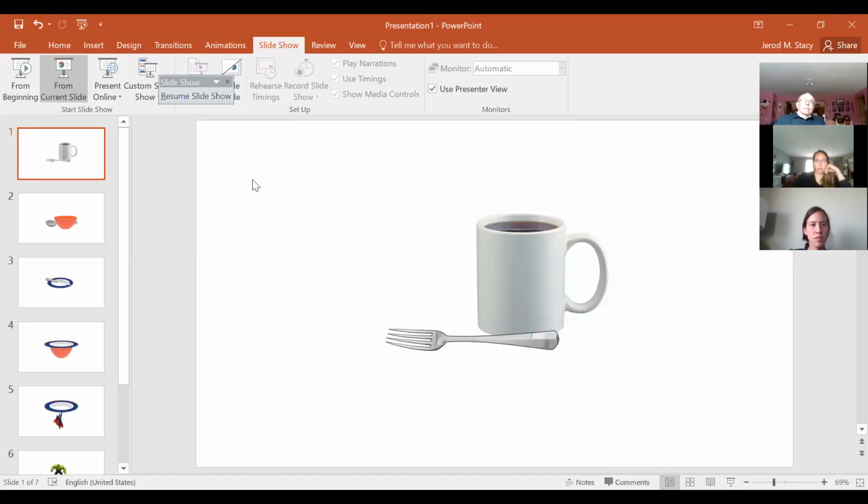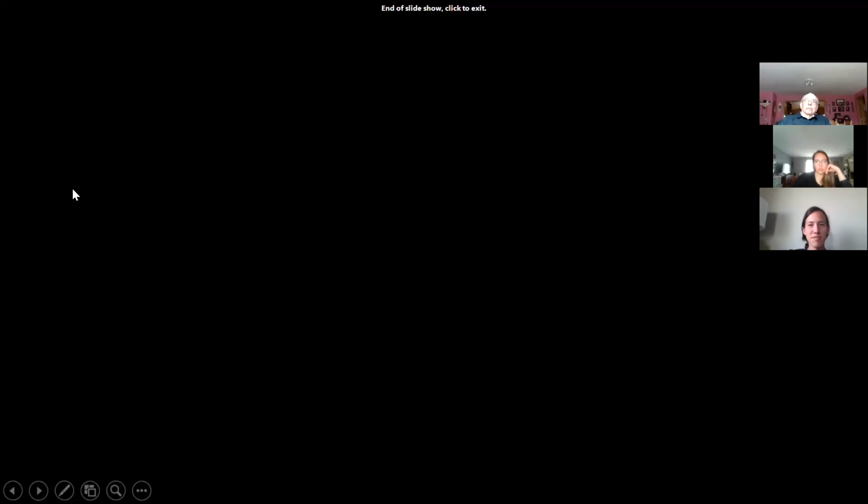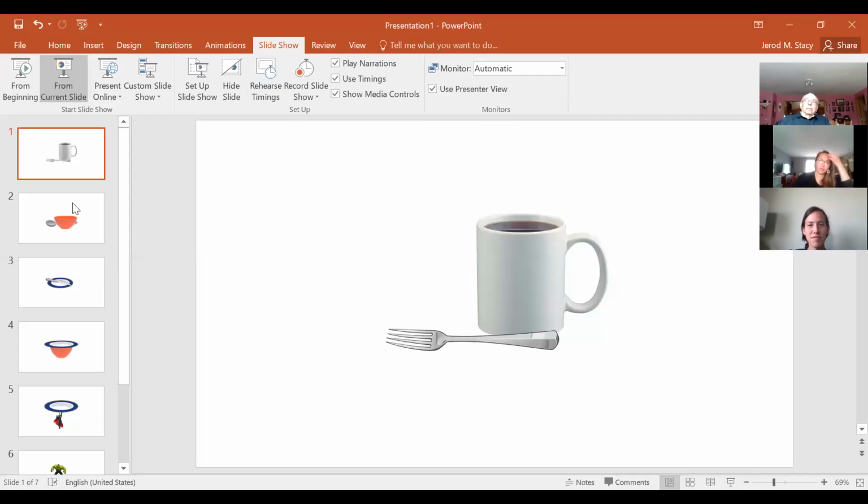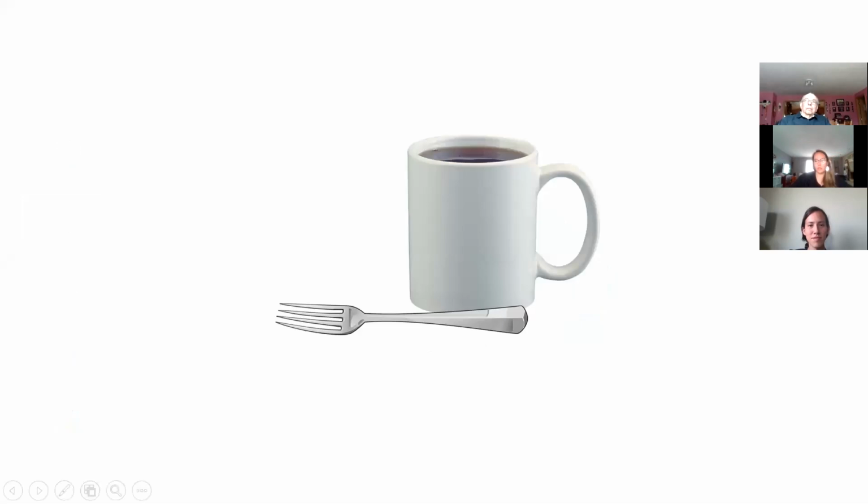So this photograph, or wait, this is not the right one. This is the one. Okay, so I wanted to start out a little easier. So in this image, we have a fork and a cup. So does anybody, any of the instructors want to describe this image, or shall I? Okay, I guess I'll do it.